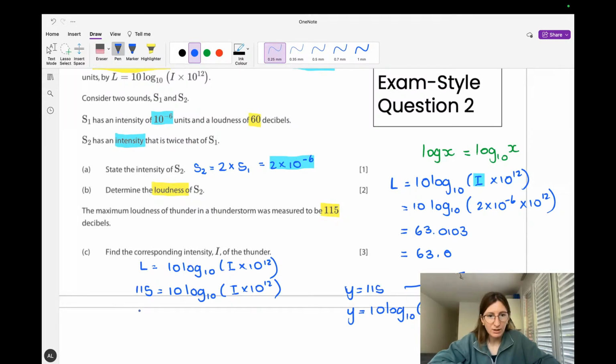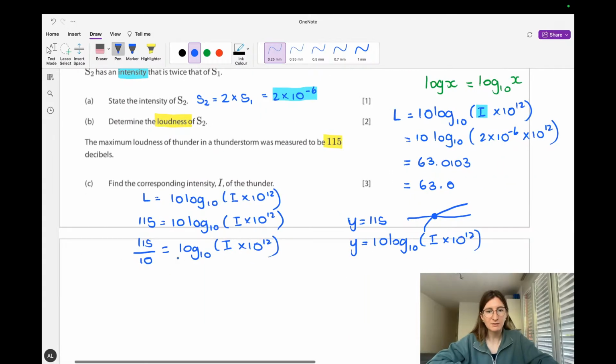But let's say that we are... Well, we're 3 marks in a paper 2 question, so I might do that rather than solving. But anyway, let's show you how we could solve. We can divide by 10 on that side, equals log 10 of I times 10 to the power of 12. And now let's convert this, because it's good practice, from log form into exponential form. So exponential form would say that I have 10, because that's my base.